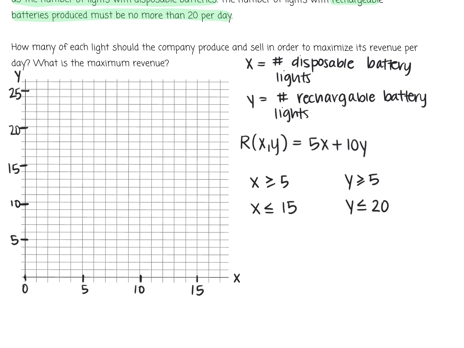So I labeled my scale for my x and y axis, which is very important because you are going to get to pick it a lot of times to make sure that you can fit your graph. Now I'm going to start graphing my inequalities, which are all vertical and horizontal lines, so I don't have to worry about slopes. Anything greater than or equal to 5, I have a vertical line going through 5. And then x has to be less than or equal to 15. So the solution is going to be between those two lines.